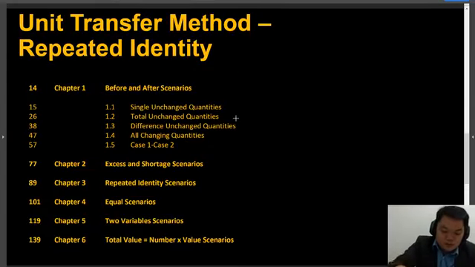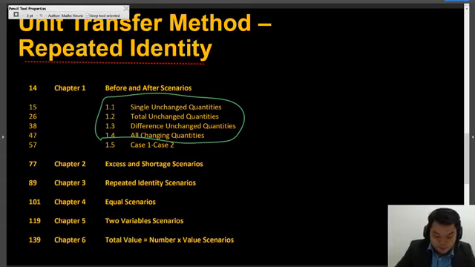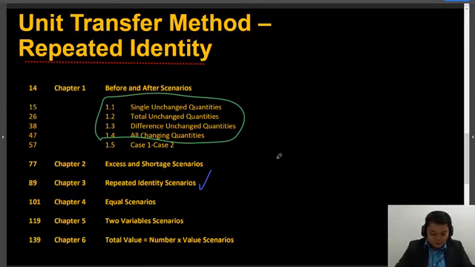Okay, so now today's revision topic is a very central idea on model drawing. That would be the repeated identity. Alright, so for the unit transfer method this year, we've covered the first 4 common types of problems that every student should know. Okay, and today we will be covering the repeated identity scenarios. Last year we covered some of the excess and shortage and 2 variables in various Facebook lives. So this year, hopefully we will have a rerun on that.